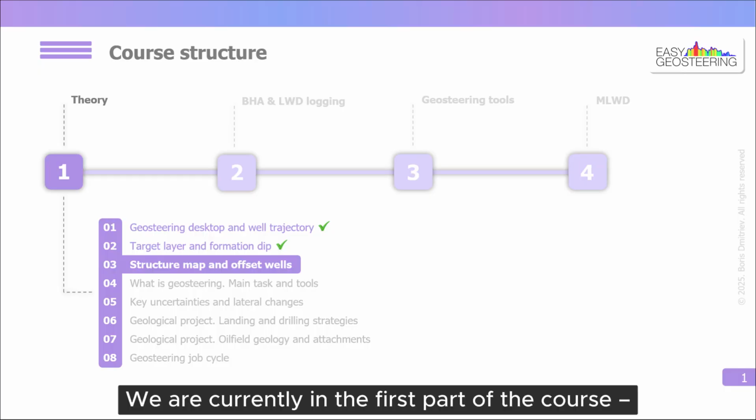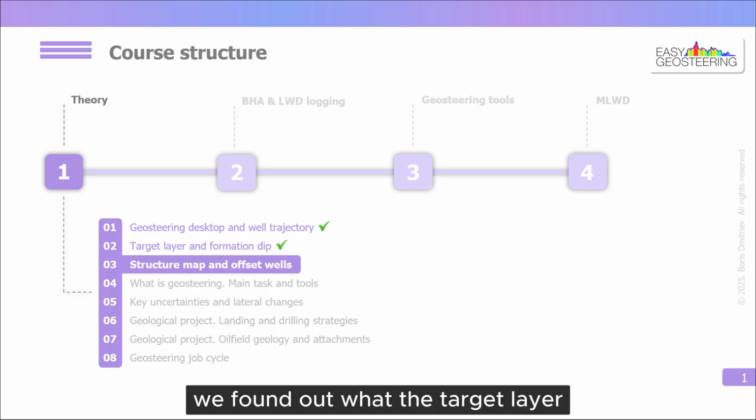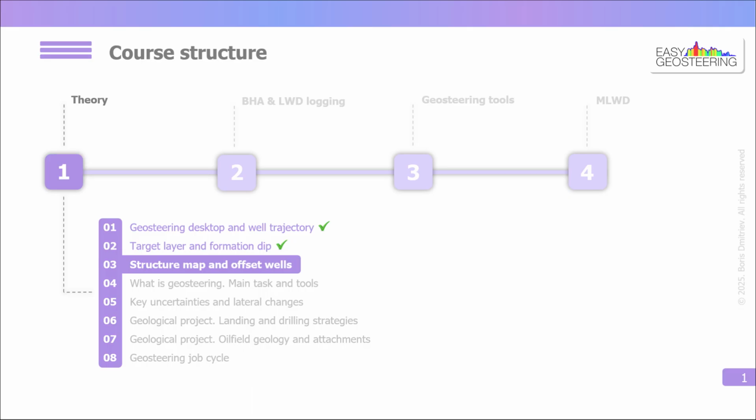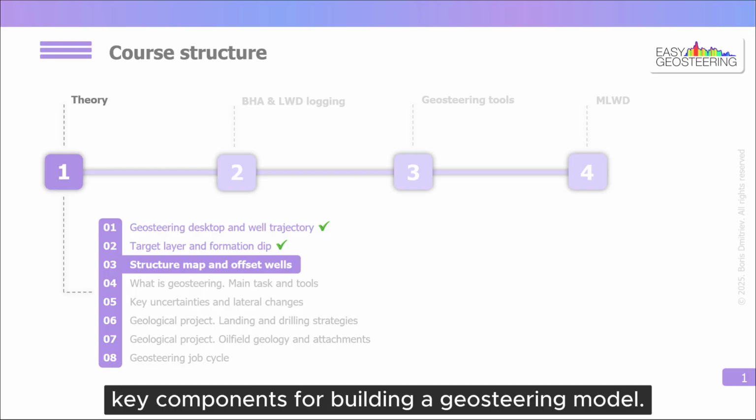We are currently in the first part of the course, Necessary Theory, and in the previous video we found out what the target layer and formation deep are. And today we explore the structure map and offset wells, key components for building a geosteering model. Let's get started.